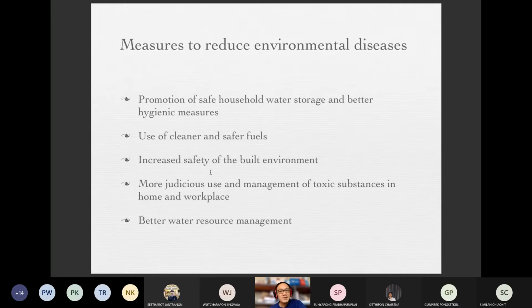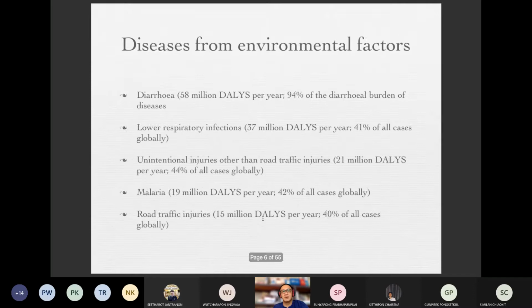Increased safety of the built environment, more judicious use and management of toxic substances in the home and workplace. Of course, we need to do this. Better water resource management. Some kinds of disease could be caused by the shortage of water. So if we could manage our water resources, supplying sufficient water to the community year round, maybe we can reduce environmental effects and environmental disease.